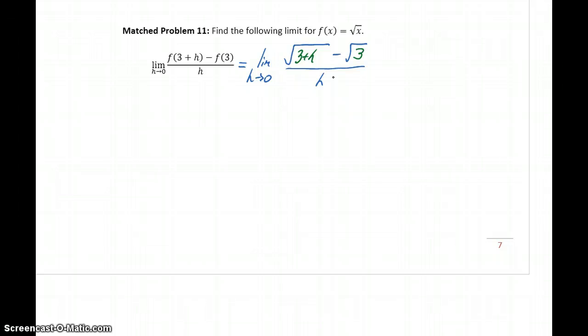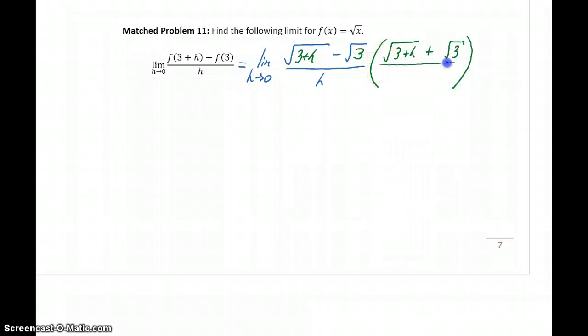So what we need to do is introduce something to our problem. And what we're going to introduce is the conjugate of this numerator. So what we're going to do is multiply by the square root of 3 plus h and the square root of 3. So the conjugate of a radical expression is always that exact same expression, and we just use the opposite sign in the middle. So since this started off as a subtraction problem, we're going to make this an addition problem.